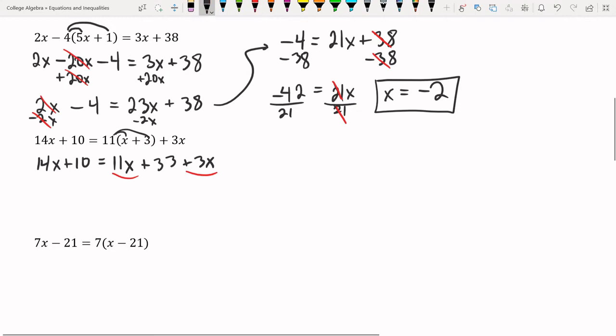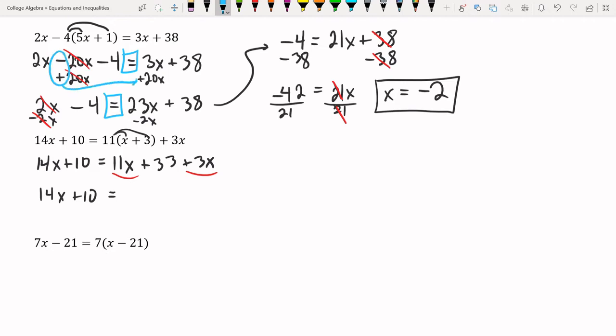I have like terms here, so I'm going to combine them, and that's just 11 plus 3. When they're on the same side of the equation, we combine like terms by doing the operation. In other words, 11 plus 3. When they're on opposite sides of the equation, like here, you can see that we do the opposite signs. So this was a minus, we did a plus. This one here was a plus, so we did a minus. And we do the same thing on both sides of the equation.